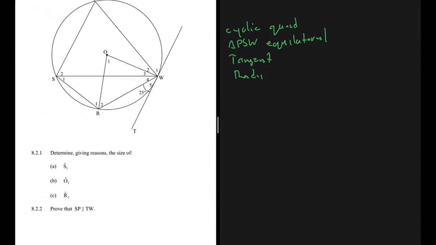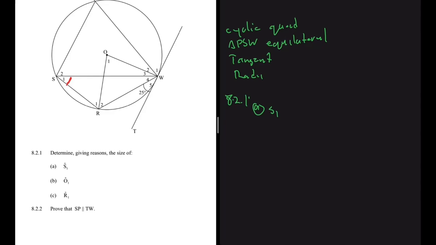8.2.1 A says determine, given reasons, the size of S1. So we are interested in S1. So how can we use cyclic quad to determine S1? S1 is not a complete angle, right? So I don't see how we can immediately jump to S1. The next keyword talks about triangle PSW being equilateral. S1 is not in that triangle, so I don't see how we can use that.